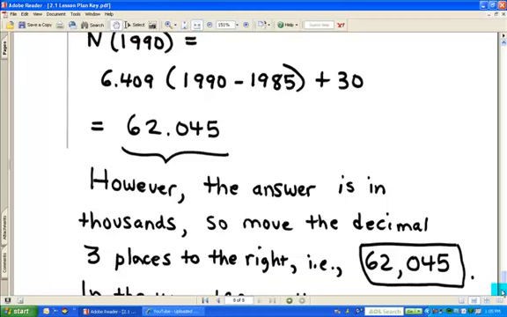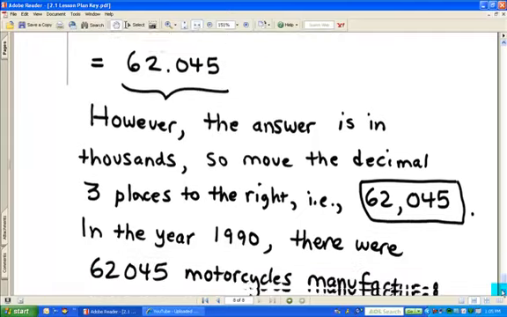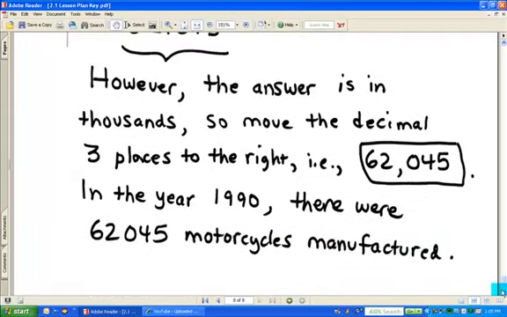So the correct answer, N of 1990, is 62,045. So if I put that in words, what that means is, in the year 1990, remember 1990 was input, there were 62,045 motorcycles manufactured. 62,045 represents output. So in this particular case, 1990 represented x, and 62,045 represented N of x, which was the output. All right. And that takes care of section 2.1.